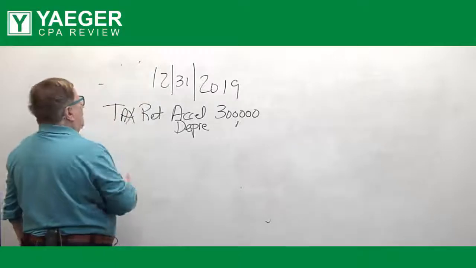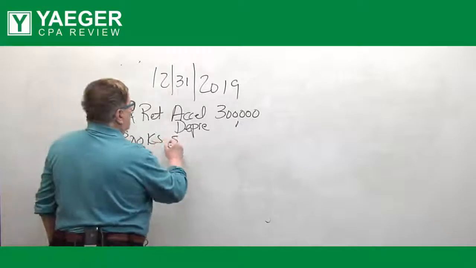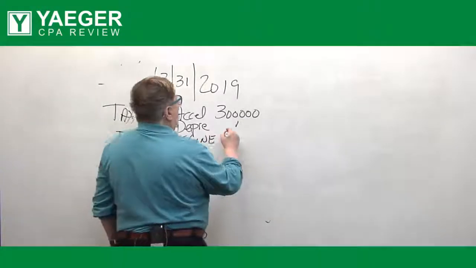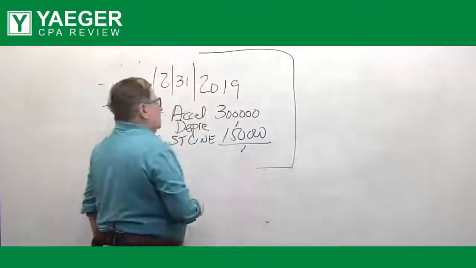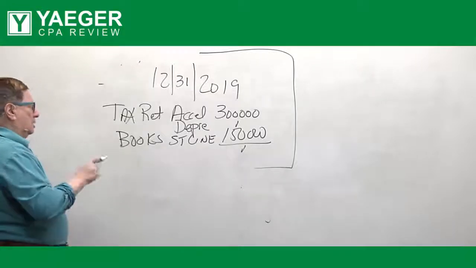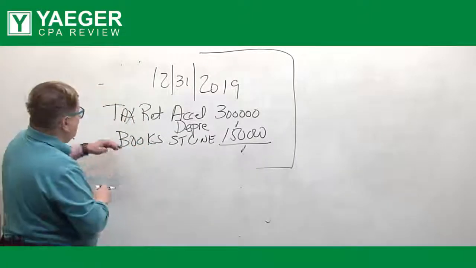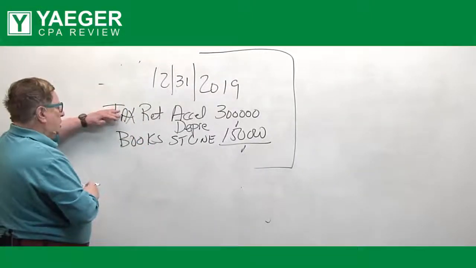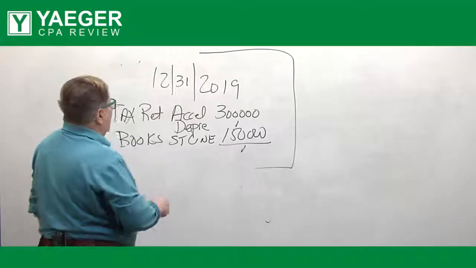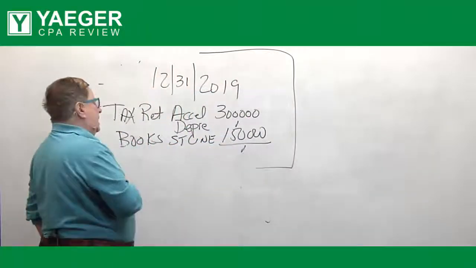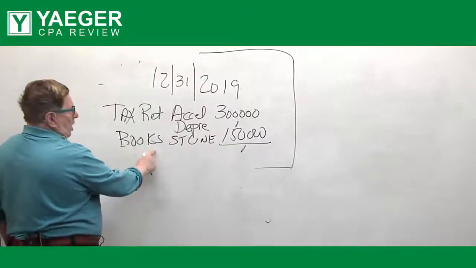All right, on our books, because we're using straight line, the depreciation is only $150,000. Now, the way you do this information for accounting for income taxes is this. You have to determine what the timing difference is. In this case, if we're using accelerated depreciation on the tax return and straight line on the books, what's going to happen? At the end of 12/31/19, our taxable income will be lower than our book income by $150.